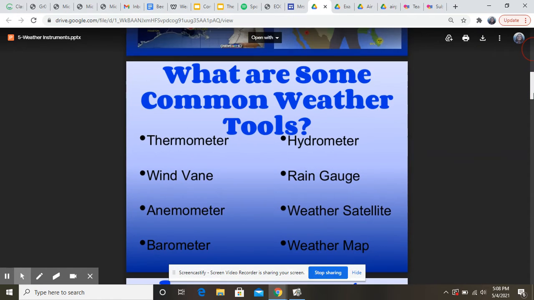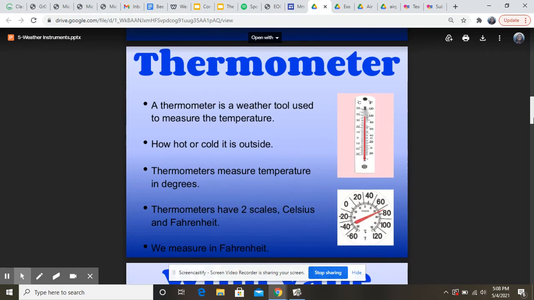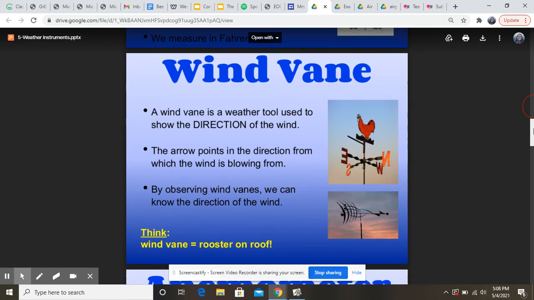So we're going to skip through some of these. So a thermometer is a weather tool used to measure temperature. It tells you how hot or how cold it is outside. It is measured in Celsius and Fahrenheit. And in America, we use Fahrenheit. A wind vane is a weather tool used to show the direction of the wind.